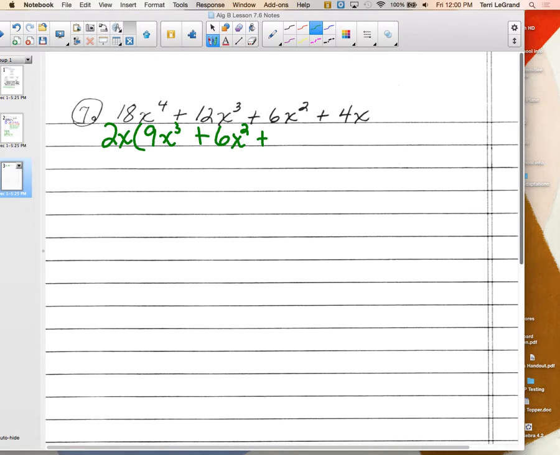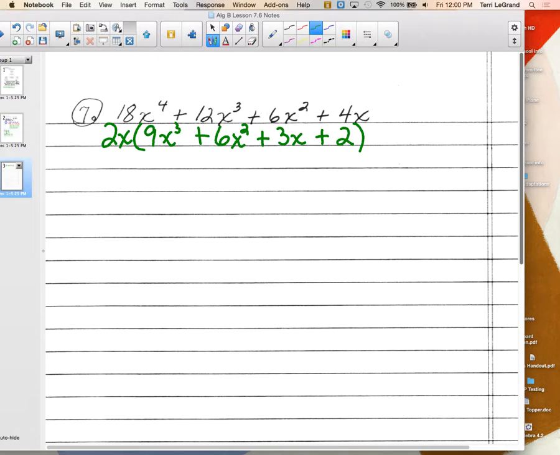6 divided by 2 is 3. X squared divided by x is x. 4 divided by 2 is 2. X divided by x, they cancel out. They're gone. Yeah, they cancel out.